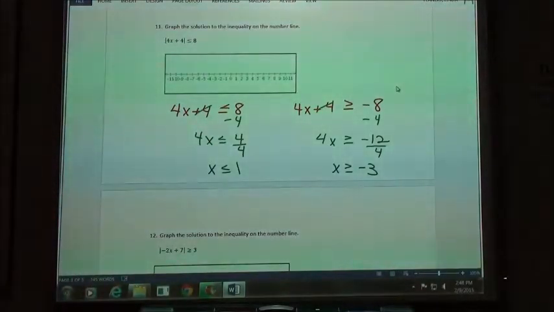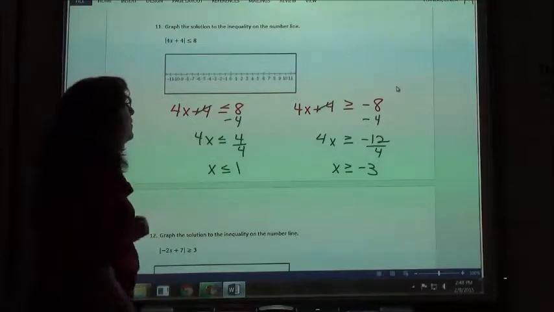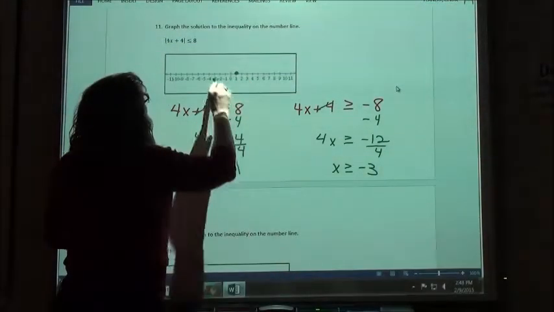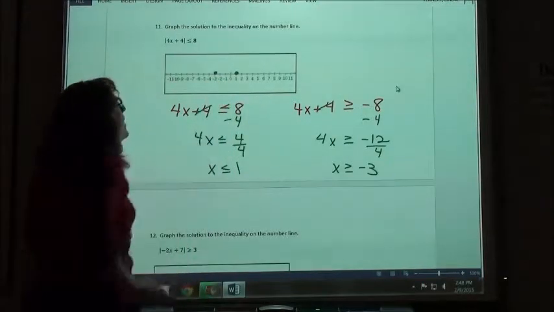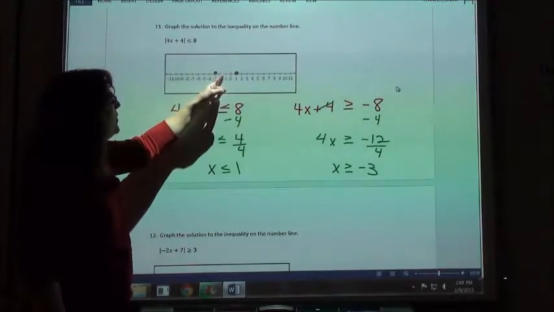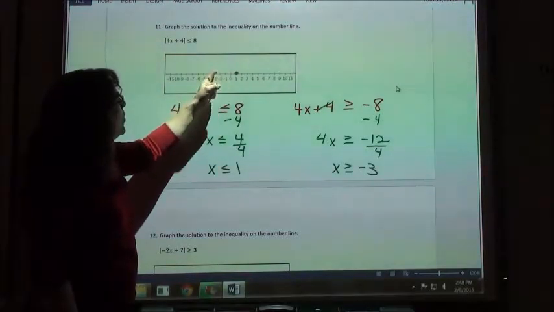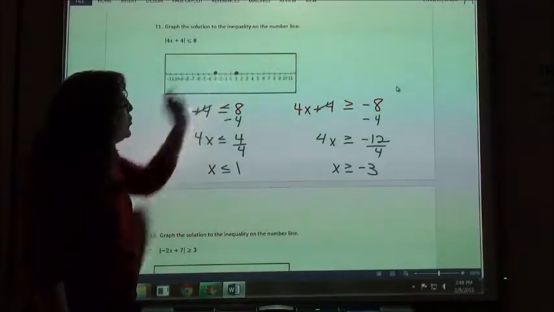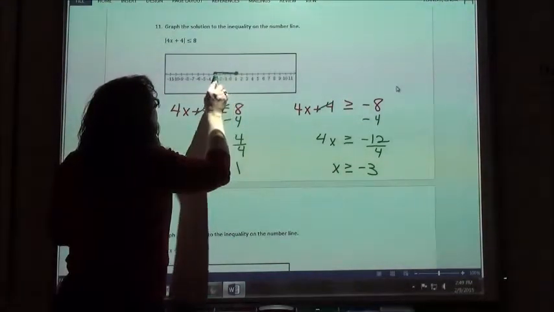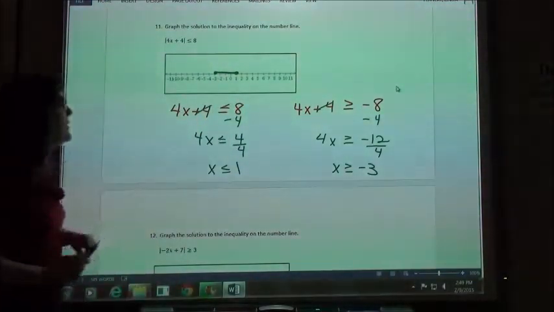Looking at our end marks, we have the less than or equal to. Since we have the equal to, we use the filled in circle. So we have a filled in circle at 1 and a filled in circle at negative 3. We are less than the 1, so we're on the left side of the 1, but we're greater than the negative 3, so we're on the right side of the negative 3. Which means our x value is between those two dots.